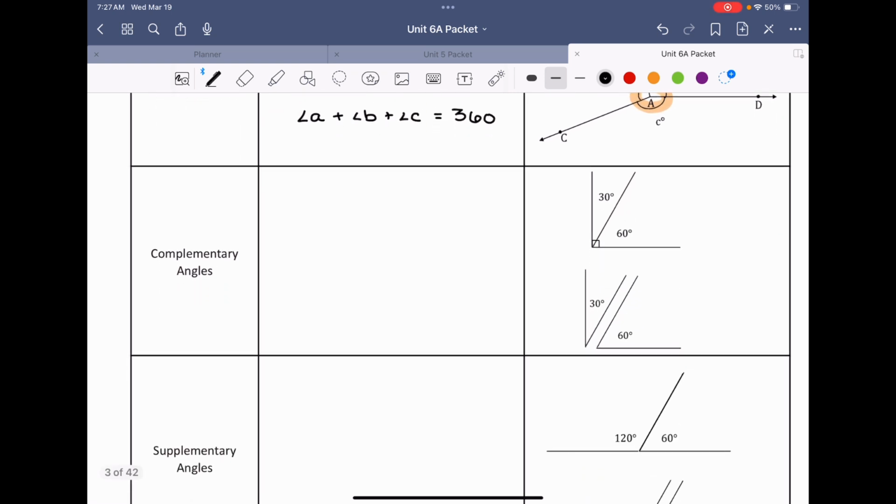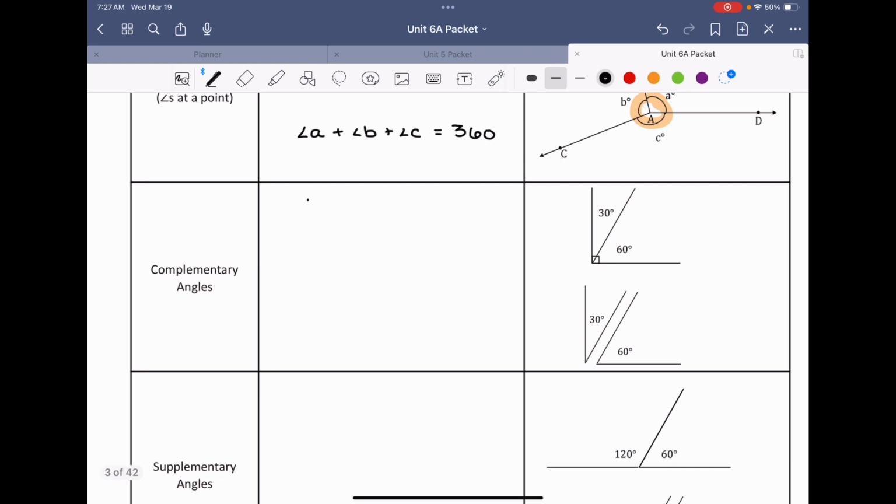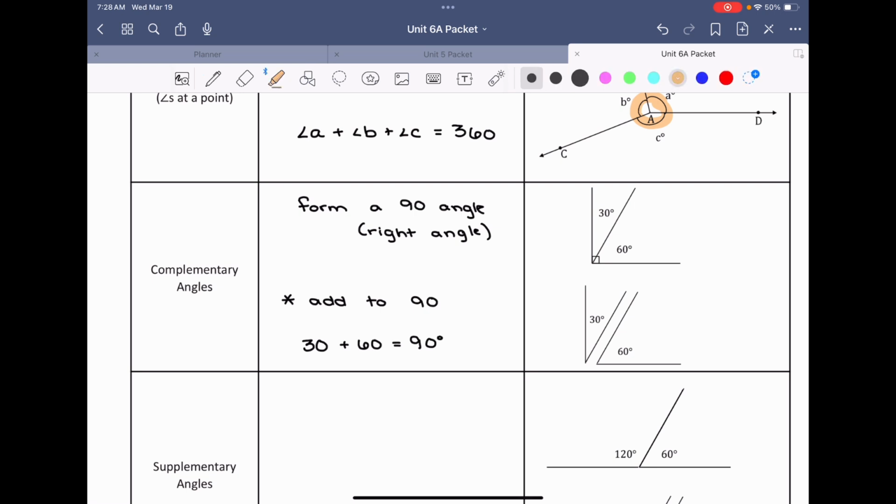Next, we're going to take a look at complementary angles. Complementary angles form a 90-degree angle, or a right angle. So that means they are going to add to 90. So 30 plus 60 here should give us 90 degrees. And we cannot assume that they add to 90 degrees unless there is this little box in the corner.